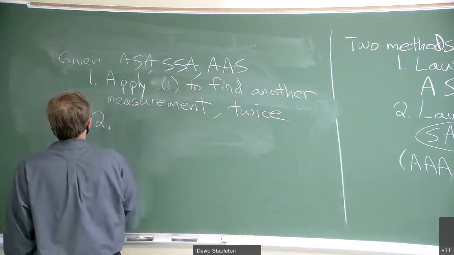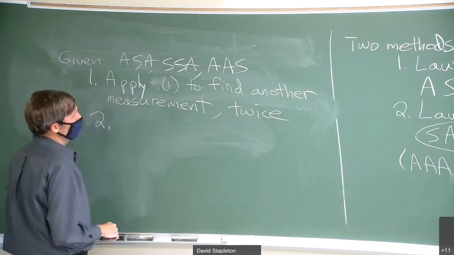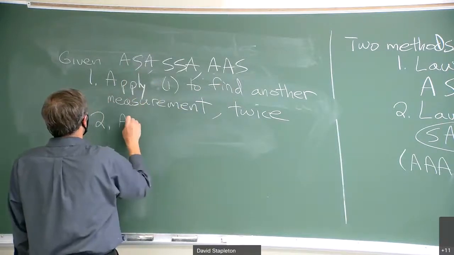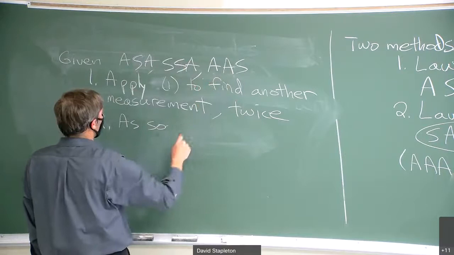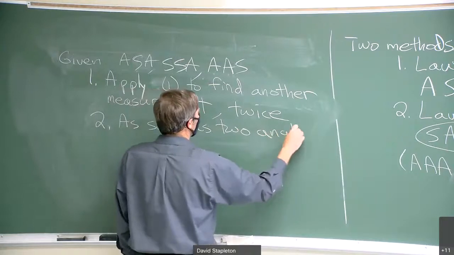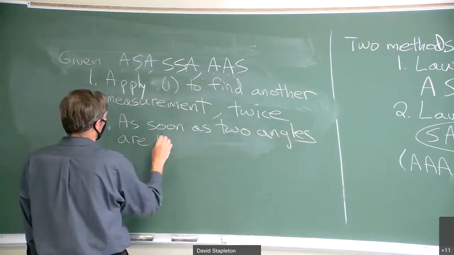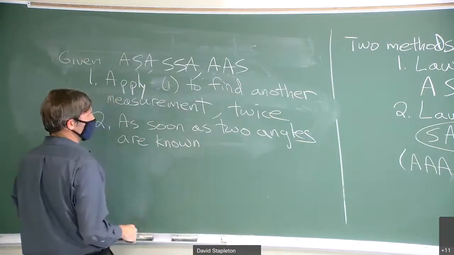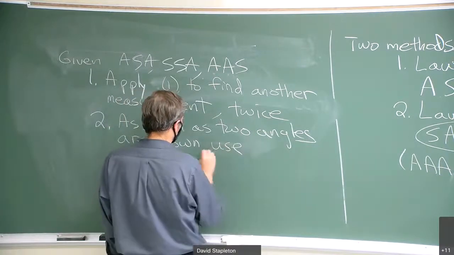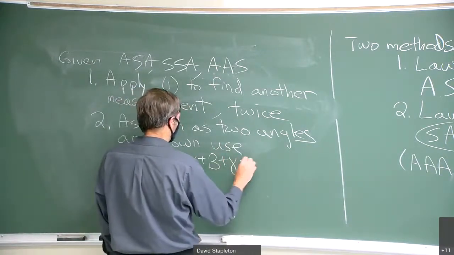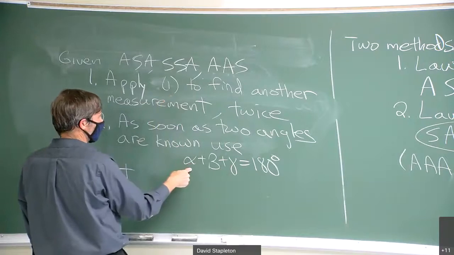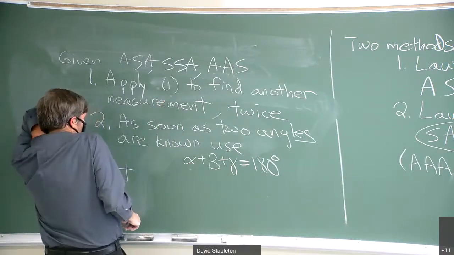And then anywhere along the way, you find you have two angles, like in this case, you're given two angles, and in this case, you're given two angles. As soon as two angles appear, which in these cases is right away, use the sum of angles theorem. Three angles in a triangle add up to 180 degrees, to find the last angle. And between two applications of the law of sines and this sum of angles theorem, you can solve the triangle.